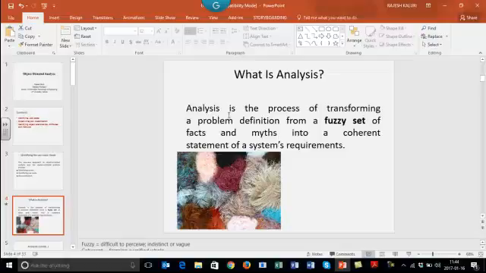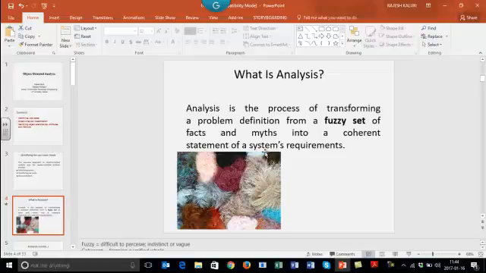If you look at the definition of analysis here, analysis is the process of transforming a problem definition from a fuzzy set of facts and myths into a coherent statement of systems requirements. So in a simpler manner, we can analyze a problem based on the set of requirements, based on the system requirements. Without analyzing, it is very hard to go into further processes.